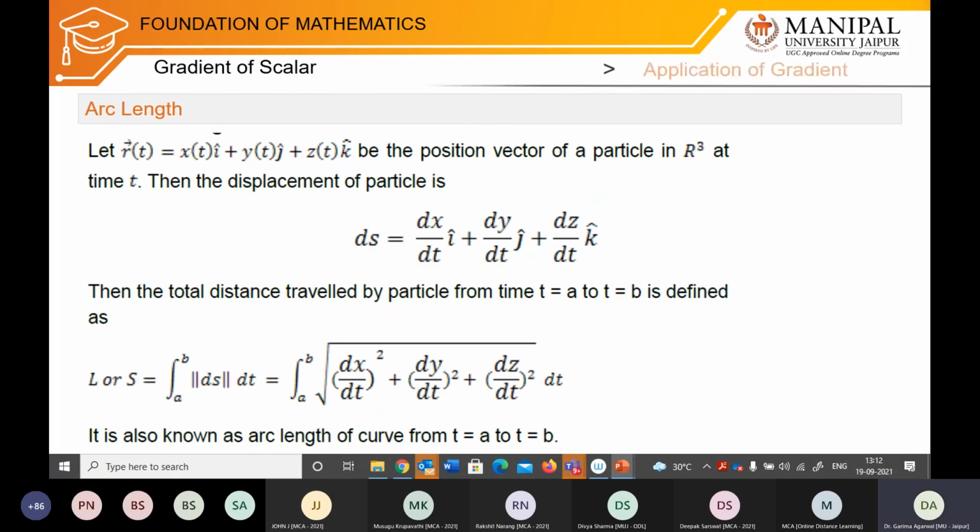There are also some examples of gradient. Then we can find arc length as well. This is the arc length.